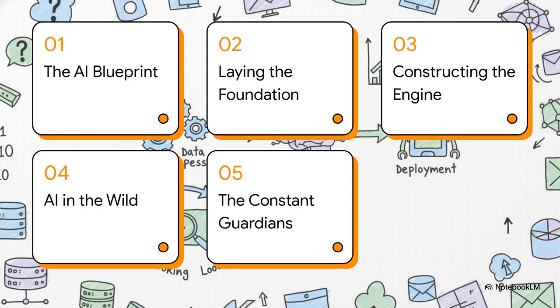We'll start with the overall plan, the AI blueprint. Then we'll get into laying the foundation. After that, we'll see how we actually construct the AI engine. Then we'll release it into the wild. And finally, we'll talk about the constant guardians who protect it the whole time.